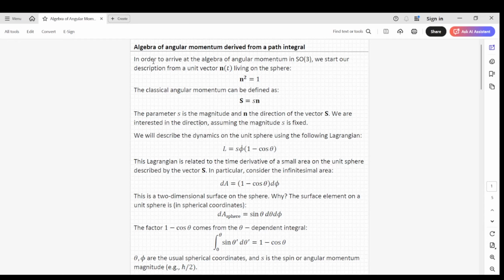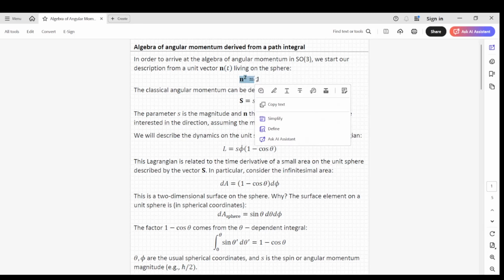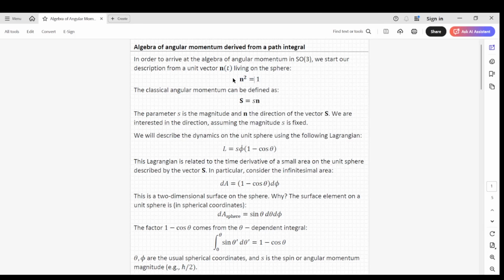But let's start from the fact that we want to arrive at the algebra of angular momentum, so SO(3), the special orthogonal group in 3 dimensions, and we will start our description from a unit vector n(t), which lies on the sphere. In particular, we want to impose the fact that the magnitude of this vector is equal to 1. And its orientation is general, so it can be in any kind of orientation. The tip of the vector lies on the sphere.